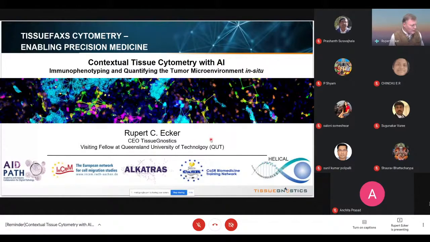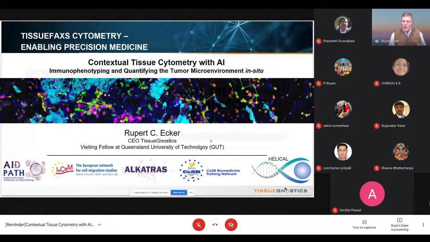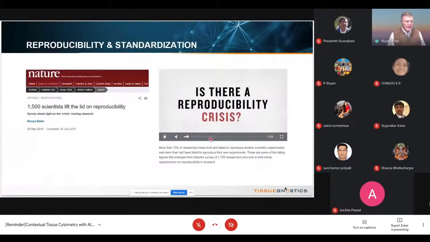So before we go deeper into the technology and the applications, it might be a good idea to take a step back and try to get an overview of what we are actually looking at, what we are doing. And in that sense, I would like to point your attention to this survey among 1,500 scientists, which was published in Nature in 2016.